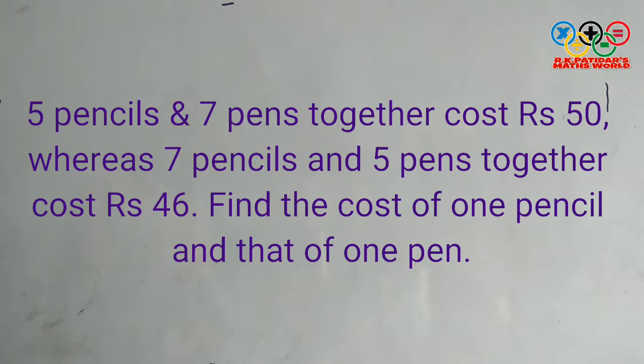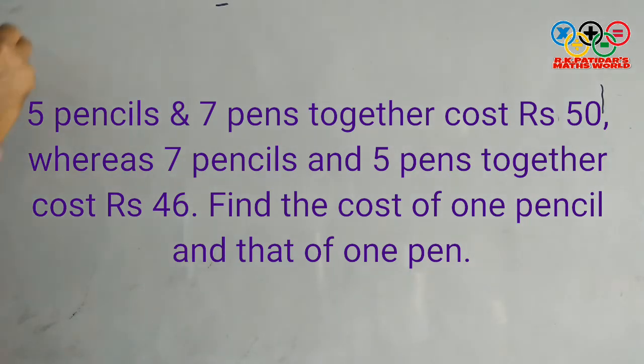We will discuss some word problems of exercise 3.2 and 3.3. The first problem is: 5 pencils and 7 pens together cost rupees 50, whereas 7 pencils and 5 pens together cost rupees 46. Find the cost of 1 pencil and 1 pen.